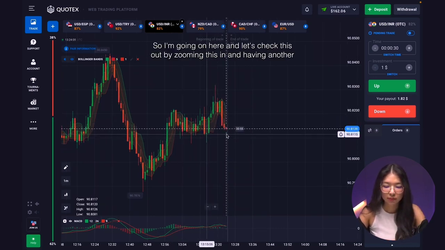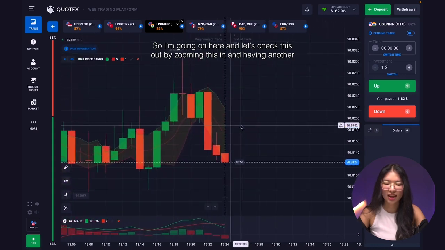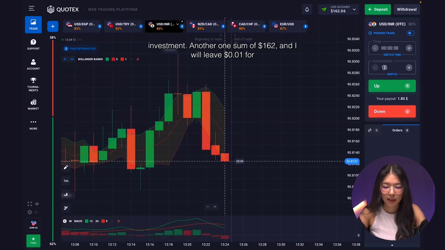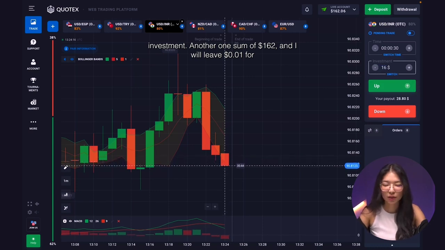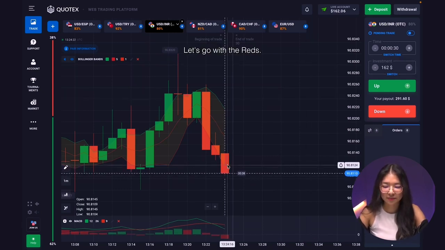So I'm going here and let's check this out by zooming this in and having another investment. Another one, a sum of $162, and I will leave only 1 cent for myself. I think it's a really lucky cent. So let's go with the rest. Come on.